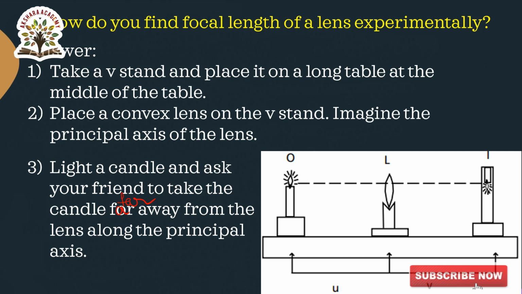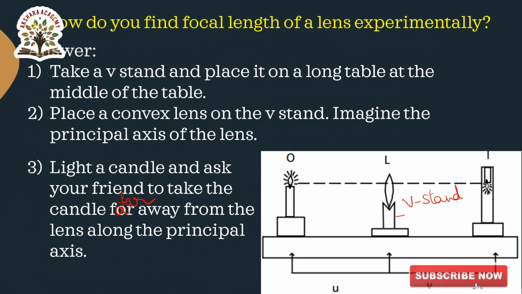Here this is the V stand. This is the lens. Here it is the object. We are taking the object as a candle, and this is a screen. Here this is the image of this candle. This is the horizontal table.